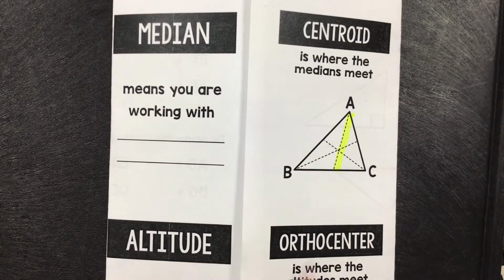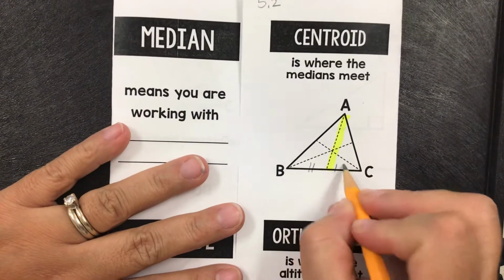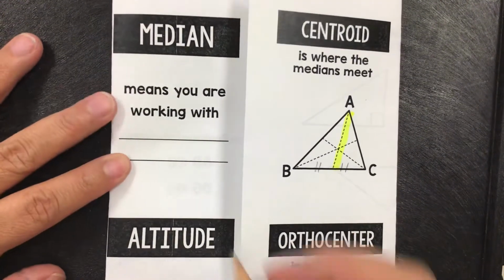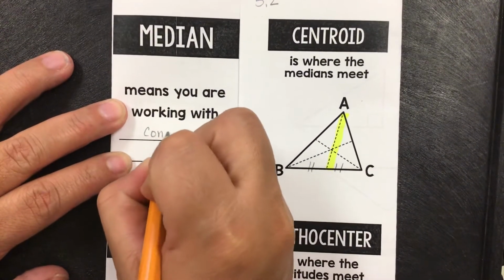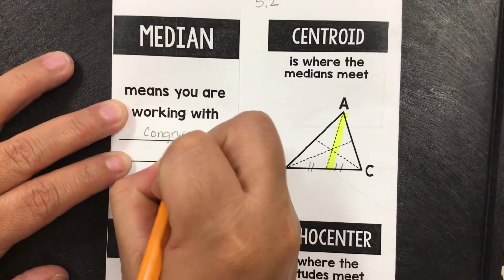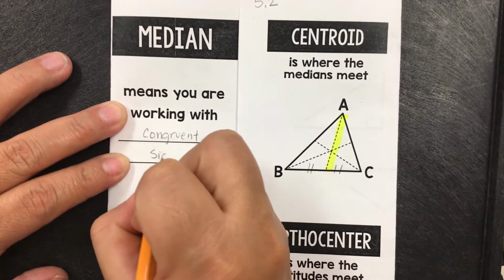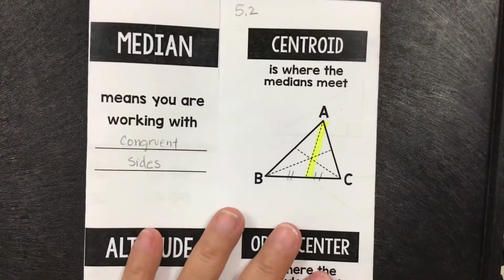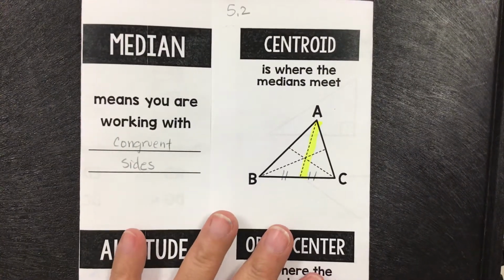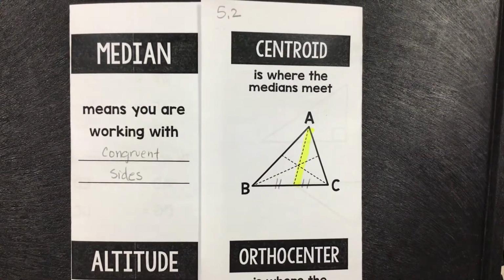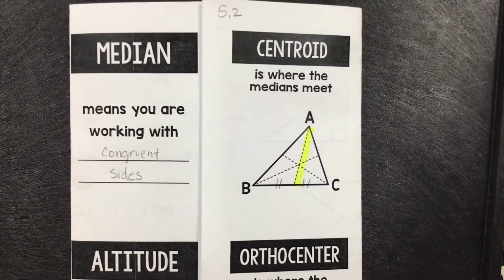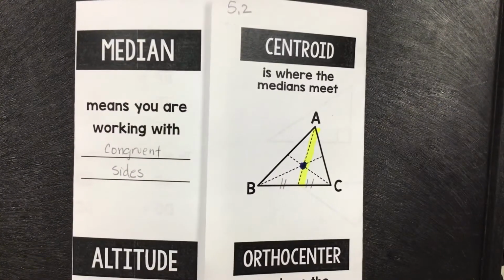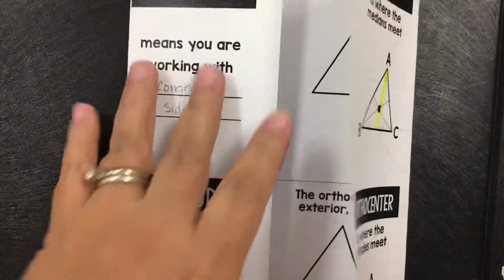That means that these two sides are equal. So that means that we're working with congruent sides or congruent segments. Okay, where all the medians meet is called a centroid. So this is a centroid of the triangle. Let's take a look inside.